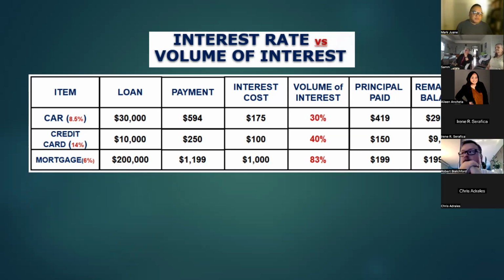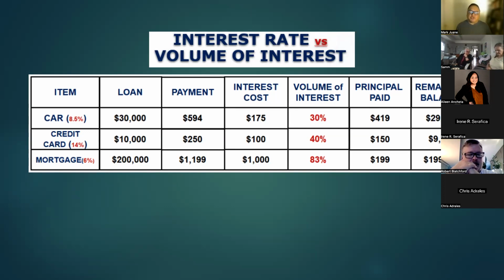For a car, 8.5%. Credit card, 14%. Some have 24.9%. Mortgage at 6%. Realistic kind of things. Okay, but when we look at the interest rate, what we don't really see is the volume of interest. So what does it mean, 8.5%?